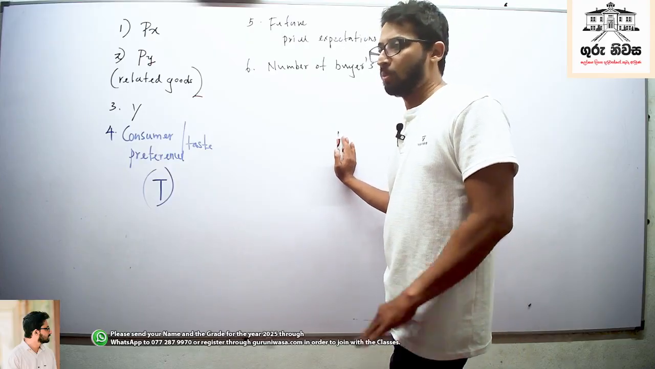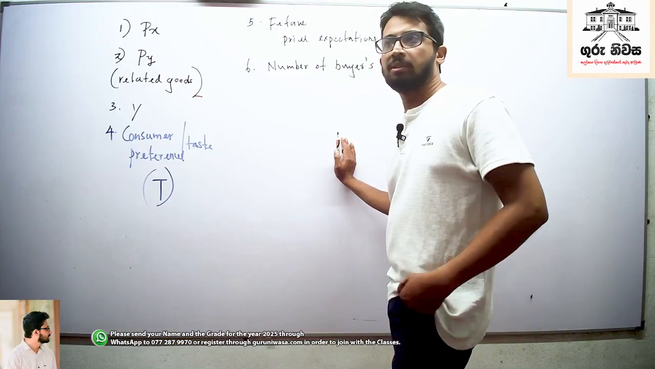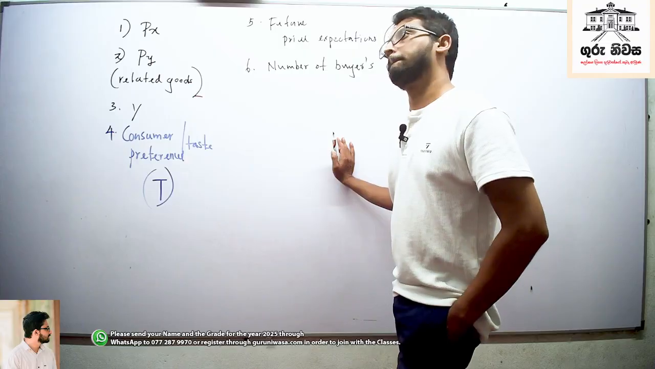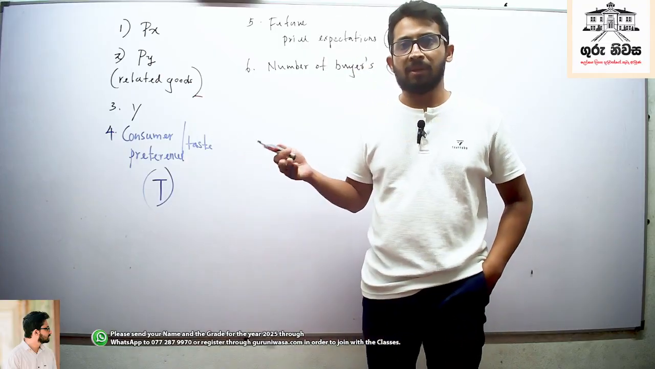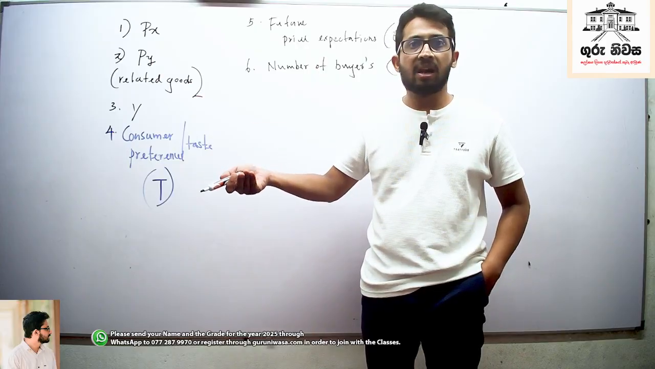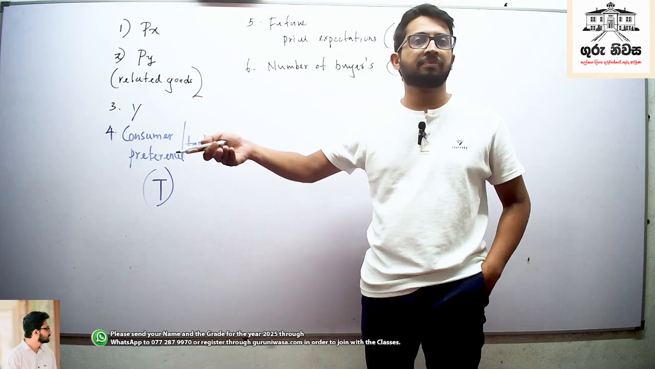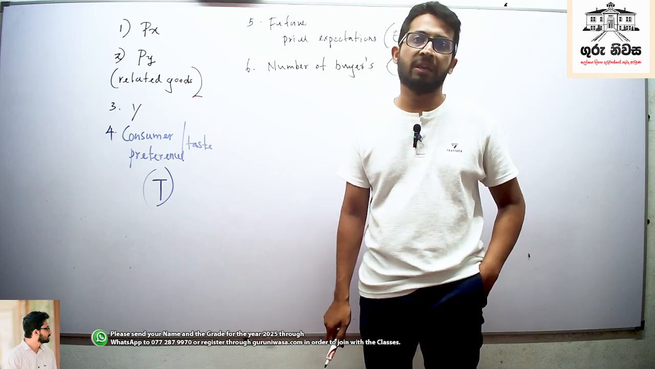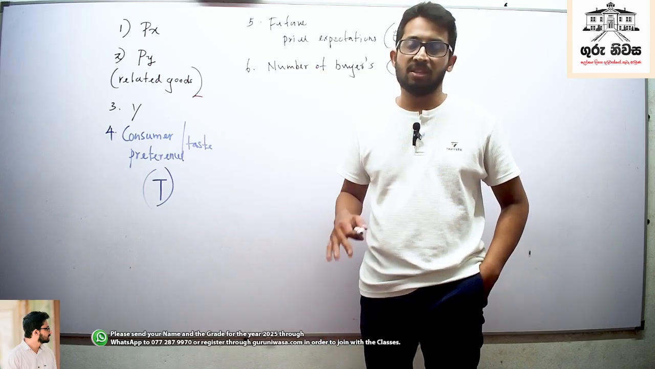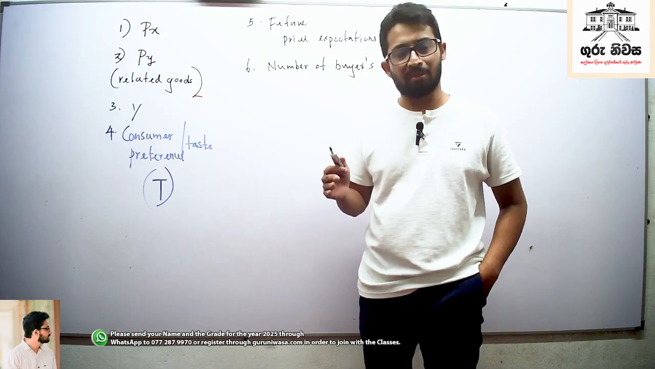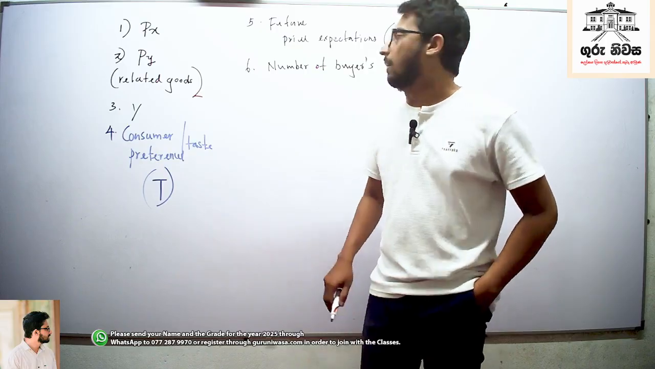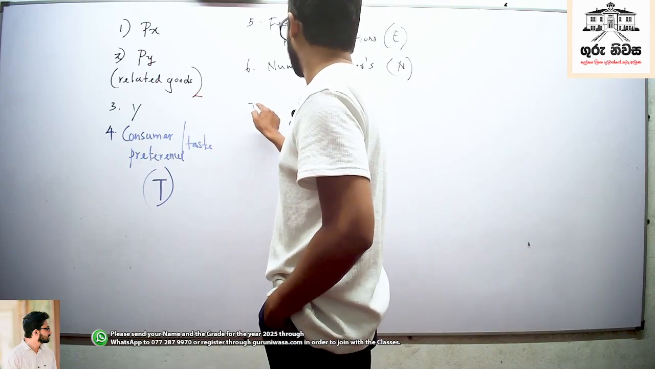For example, if there are many buyers for, let's say, electric cars, then there would be a huge demand for electric cars. Likewise, if there are fewer buyers in the market, then demand might also be low. You get the point, right? That is the seventh one.